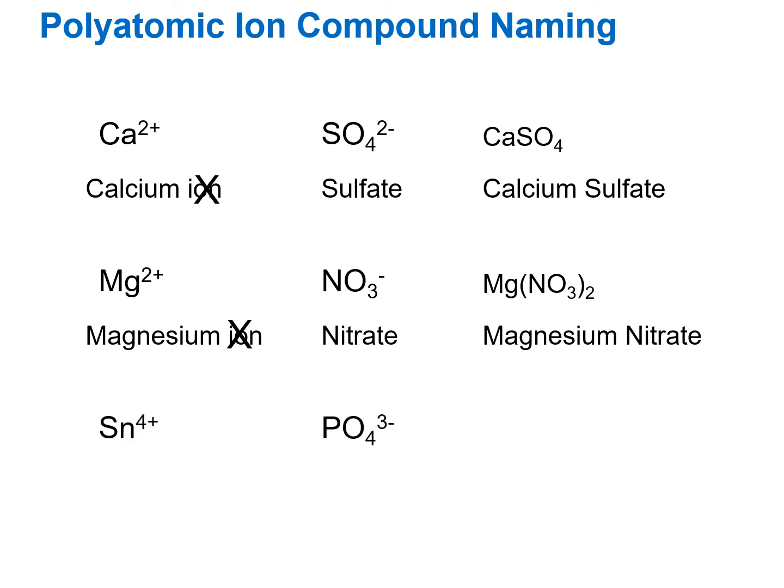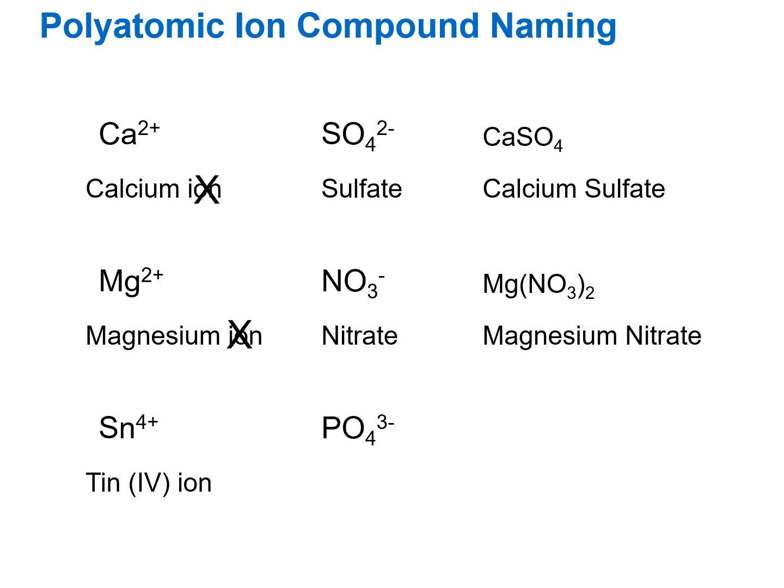So let's take a look at another one. All right. So Sn is tin. Can we name this one? Yeah, we sure can. Ooh, what's weird about tin? Oh, I don't know. Go look at a chart. Maybe it's a type 2. Is it a type 2, somebody? It sure is. What do we have to do for type 2? Yep, you got it. We got to include the charge in the name. So this would be tin-4. Tin-4, good buddy. That's right.